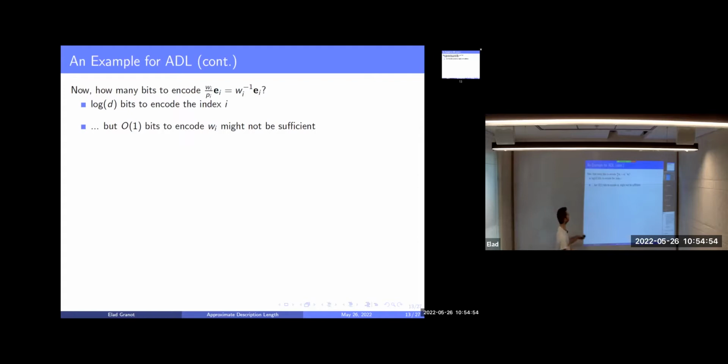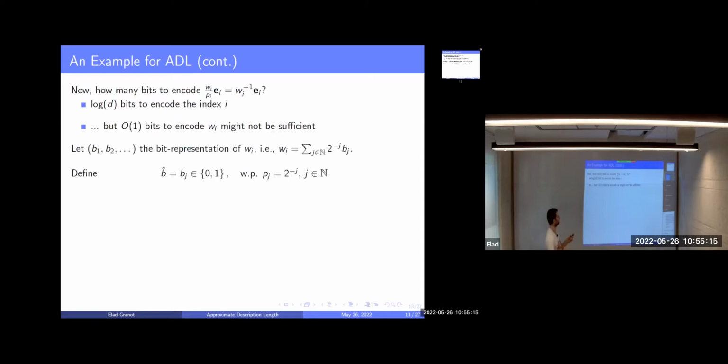because we have a d-dimensional vector. But how many bits do we need to encode Wi? Wi may be bounded by 1, but it can have an infinite number of digits after the decimal, so we cannot use just a constant number of bits. So let's do the following trick. Assume B1, B2, etc. is the possibly infinite bit representation of Wi. That is, Wi is the sum of Bj times 2 to the power of minus j, because they are all smaller than 1.